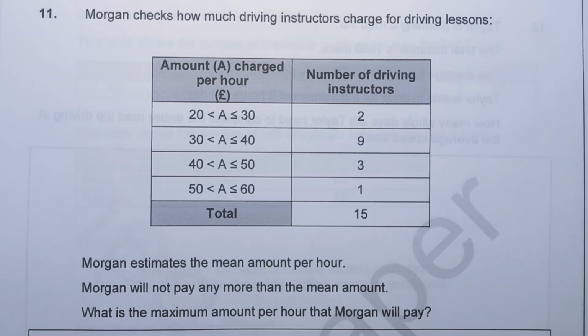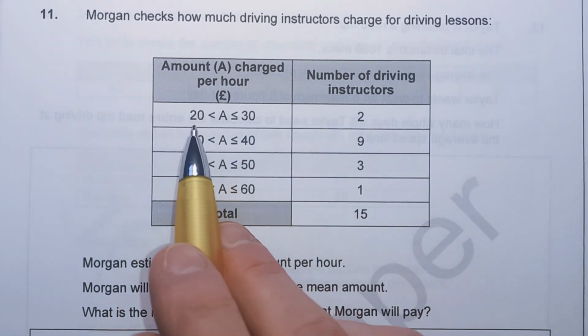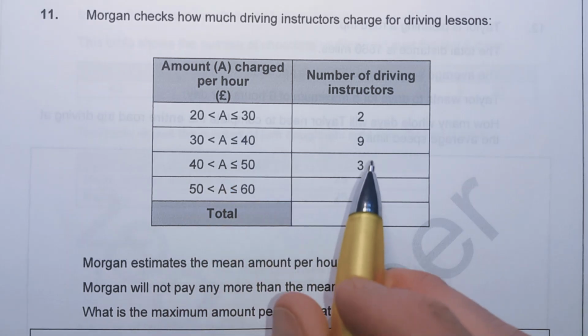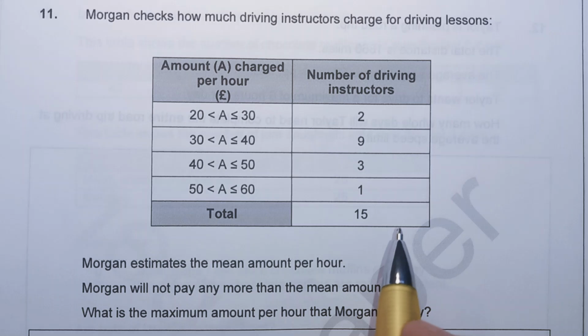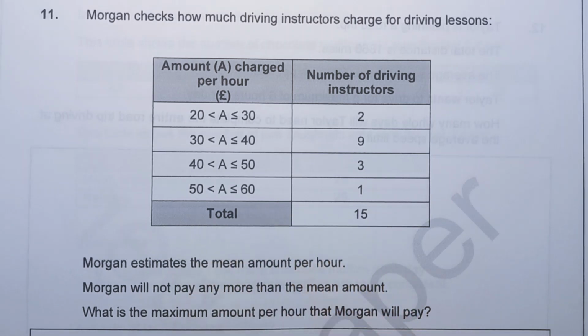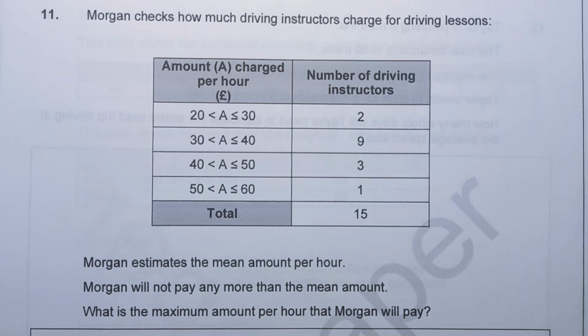Question 11. Morgan checks how much driving instructors charge for driving lessons. We've got the amount A charged per hour, and we've got ranges for those. So 2 driving instructors charge between £20 and £30. 9 charge between £30 and £40, 3 charge between £40 and £50, and 1 charges between £50 and £60. Morgan estimates the mean amount per hour. Morgan will not pay any more than the mean amount. What is the maximum amount per hour that Morgan will pay?